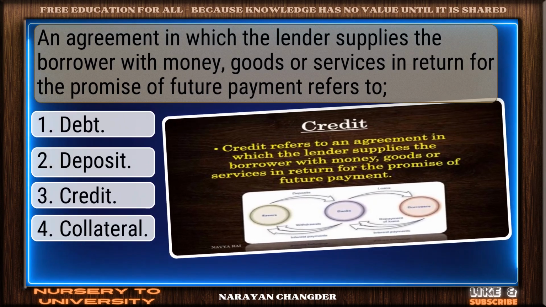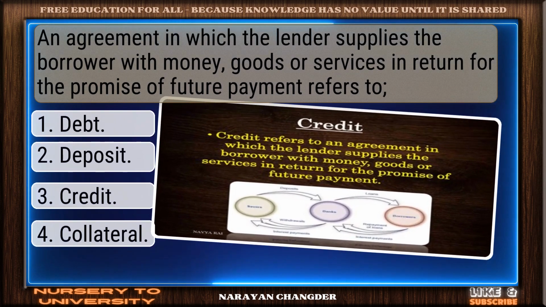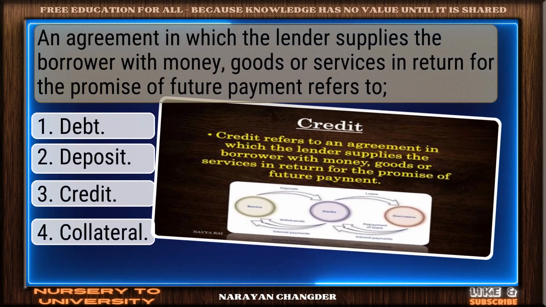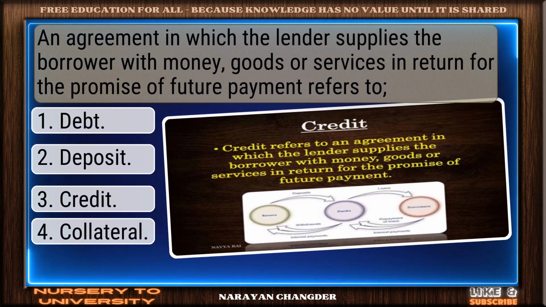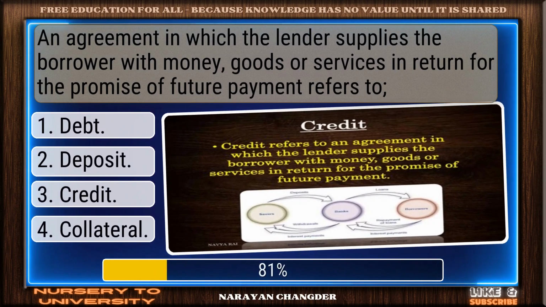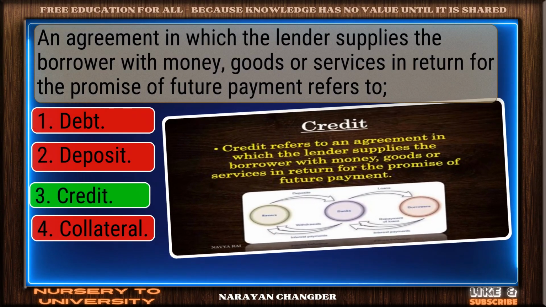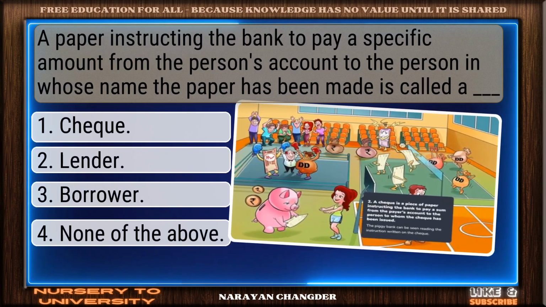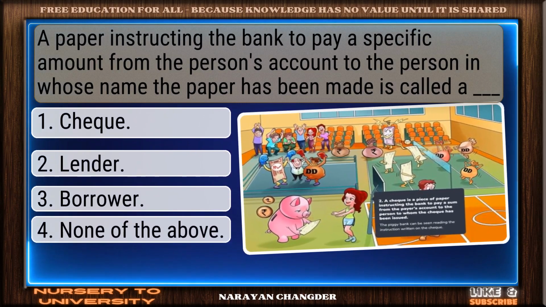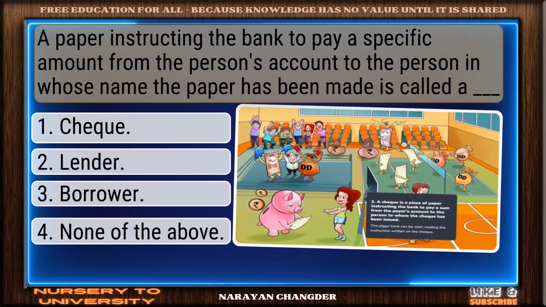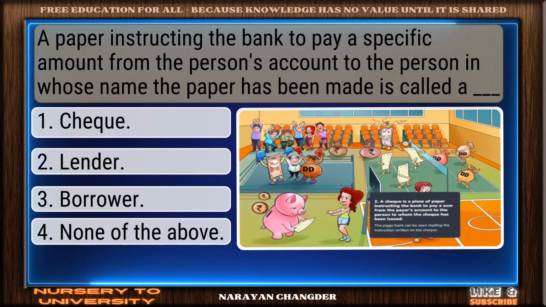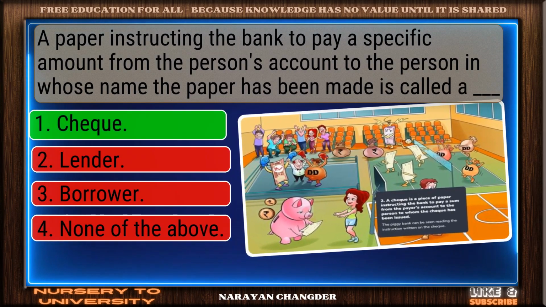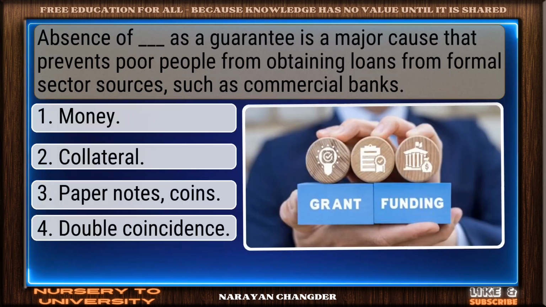An agreement in which the lender supplies the borrower with money, goods, or services in return for the promise of future payment refers to. Valid point. Credit is true. A paper instructing the bank to pay a specific amount from the person's account to the person in whose name the paper has been made is called a dash. Strong choice. Cheque is right.